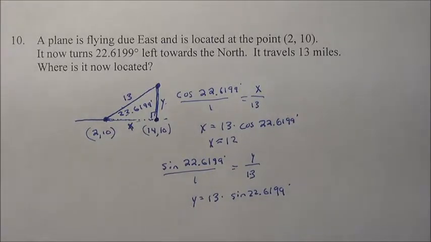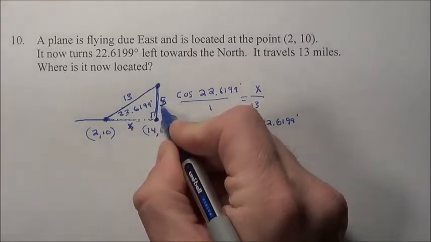I take the calculator, I do 13 times the sine of 22.1699 degrees, and I get, I hit the wrong thing there, I apologize. 13 times the sine of 22.6199 degrees. 5 comes out a perfect number. I flipped, I did 22.1699. That's what I messed up. So y is 5. So I have this height is 5 here.